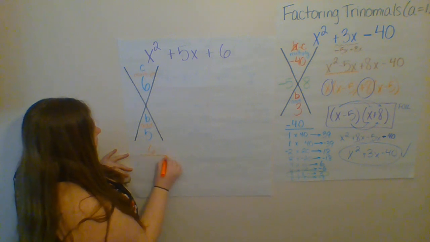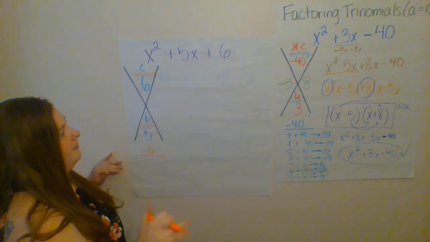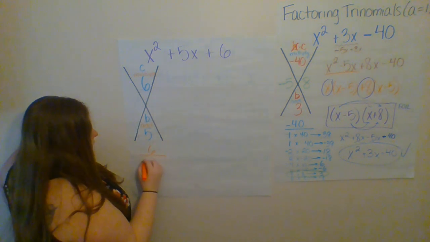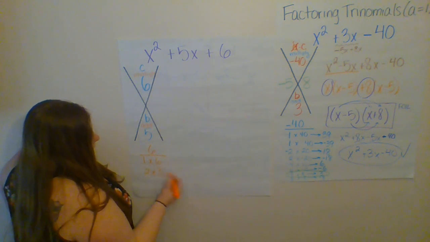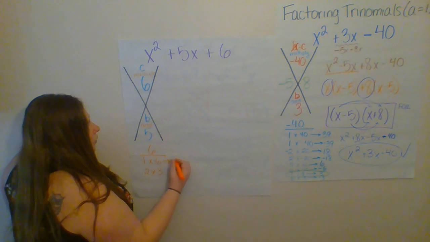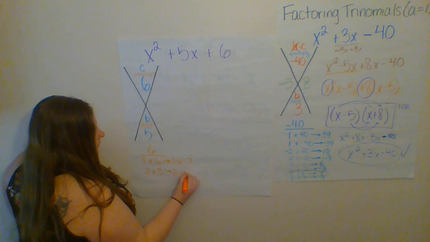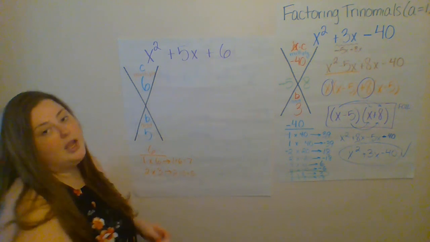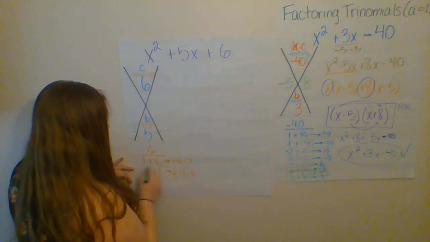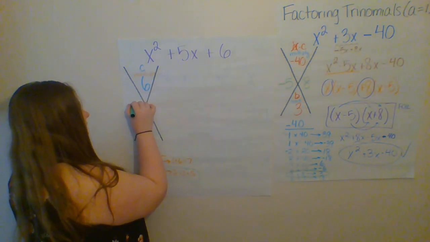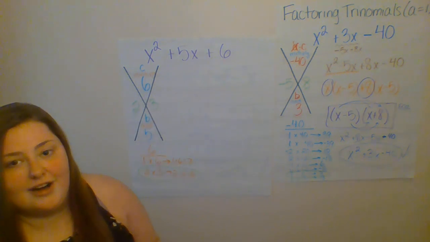So let's look at our multiples of 6. Since both of these signs are positive, we only have to look at positive values. So multiples of 6, we have 1 times 6, we have 2 times 3. 1 plus 6 is 7, 2 plus 3 is 5. So now from here, we can see that this 2 times 3 gave us the 5 that we needed. So 2 and 3 are going to go in our x.